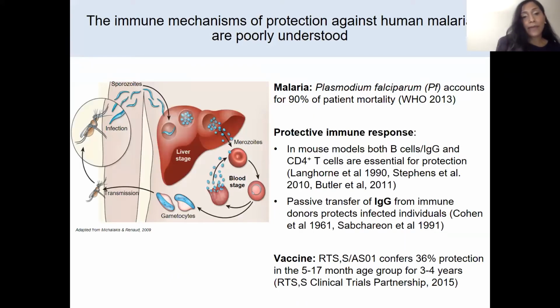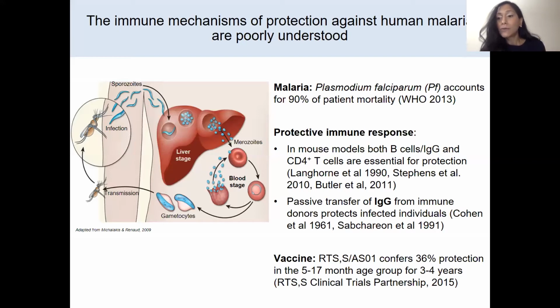So as many of you may be aware of the various Plasmodium species that cause malarial disease, it's primarily falciparum malaria that is the deadliest and accounts for 90% of patient mortality. And in the human host, this infection can be very generally parsed into two phases. One is the asymptomatic liver stage of infection, and then the symptomatic blood stage of infection.